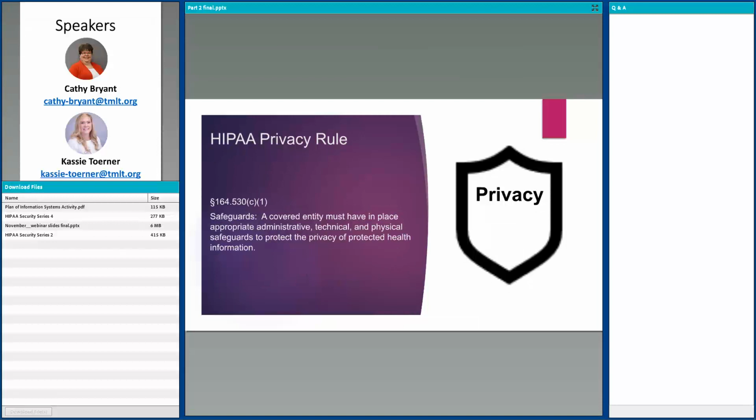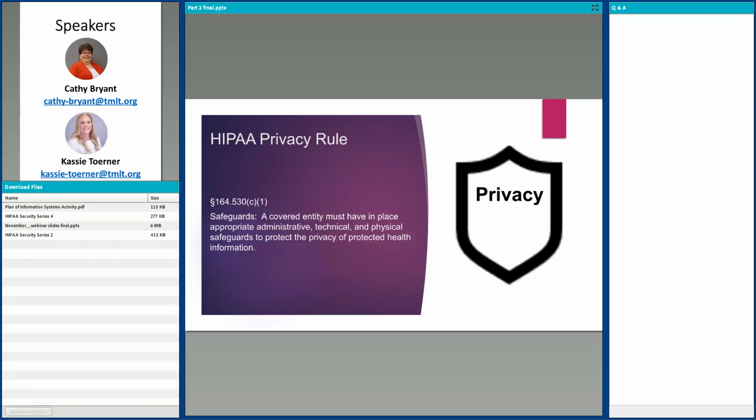And within that, with the security rule, we also have to look at what the privacy rule says in regards to this as well. Again, they're going to ask in the privacy rule for safeguards, and that is saying that you must have administrative, technical, and physical safeguards to protect your information.